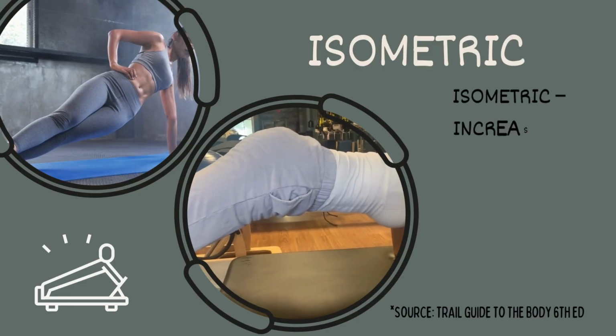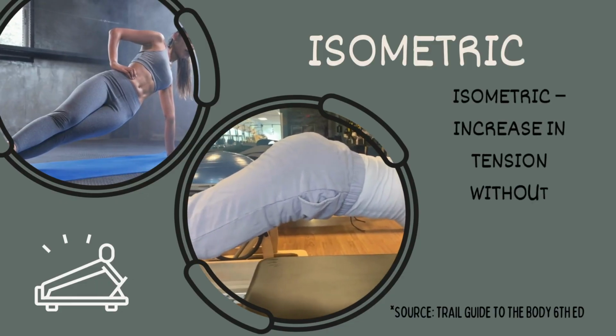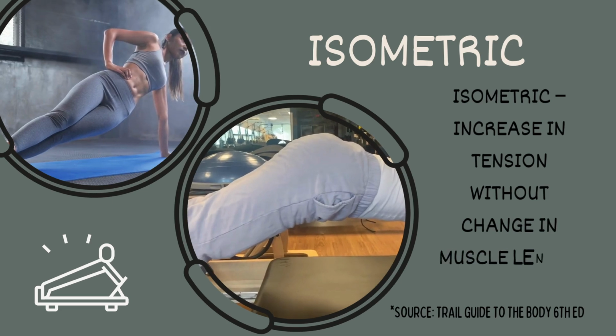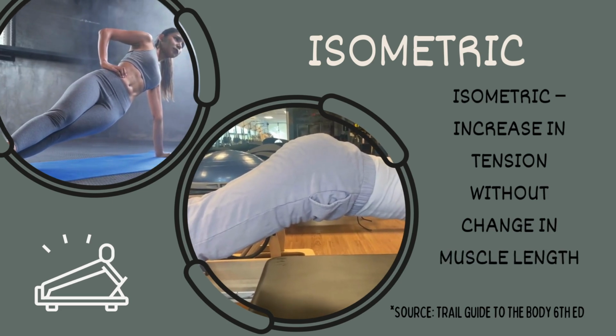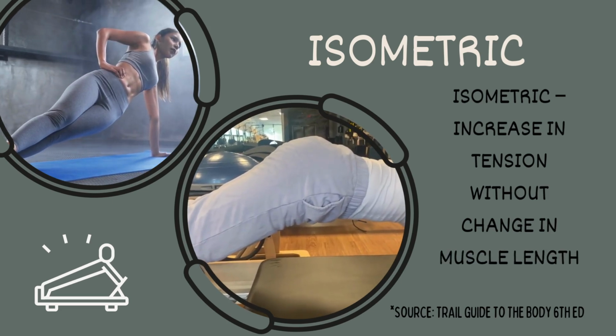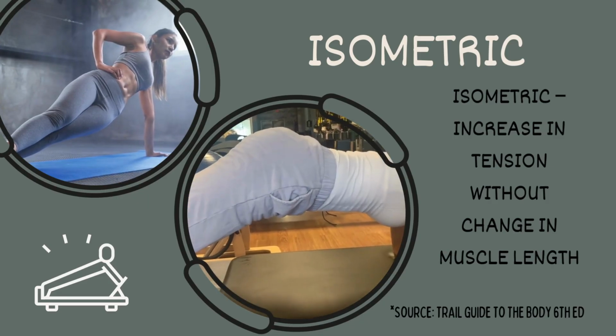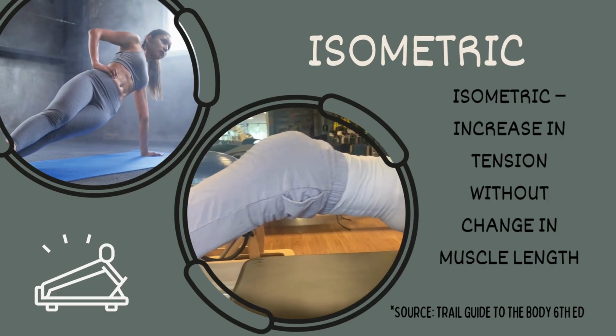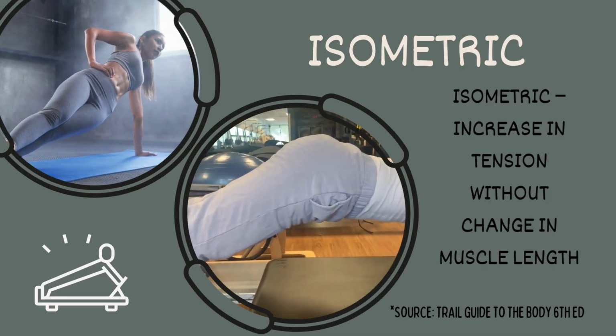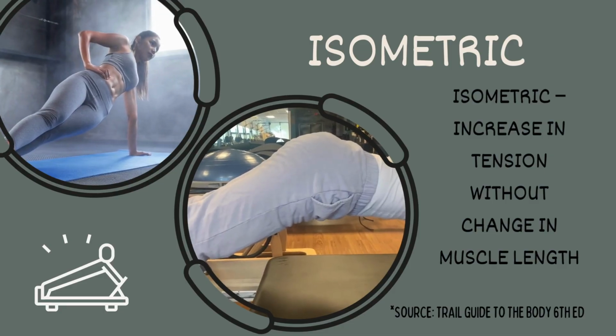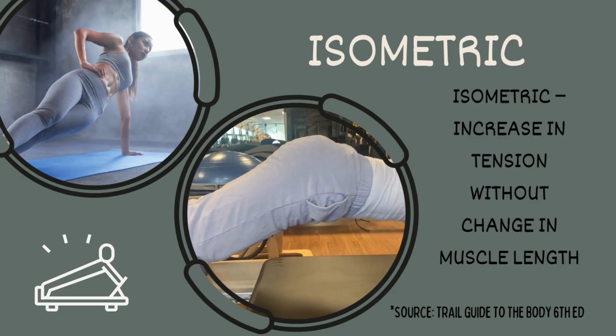And opposite to isotonic is isometric. That's when there is no change in the muscle length or movement in the body when the muscles are reacting to tension. A plank is an excellent example of where you would use isometric contractions.